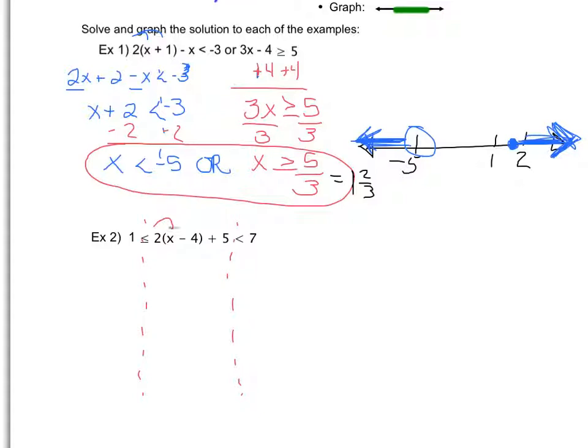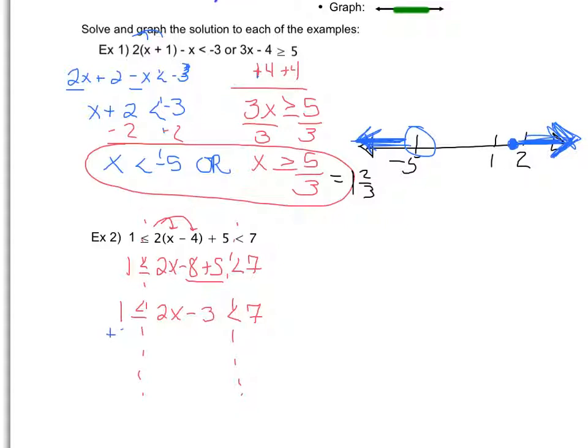So in the middle, I see I can distribute. So I'm going to leave the left. I'm going to leave the right. I also see in the middle I have like terms, so I'm going to combine those, giving me 2x minus 3 in the middle. And now, just like I've done before, I'm going to go ahead and work to get that x by itself. But now, instead of getting it by itself on the left or the right, I'm going to get it by itself in the middle.